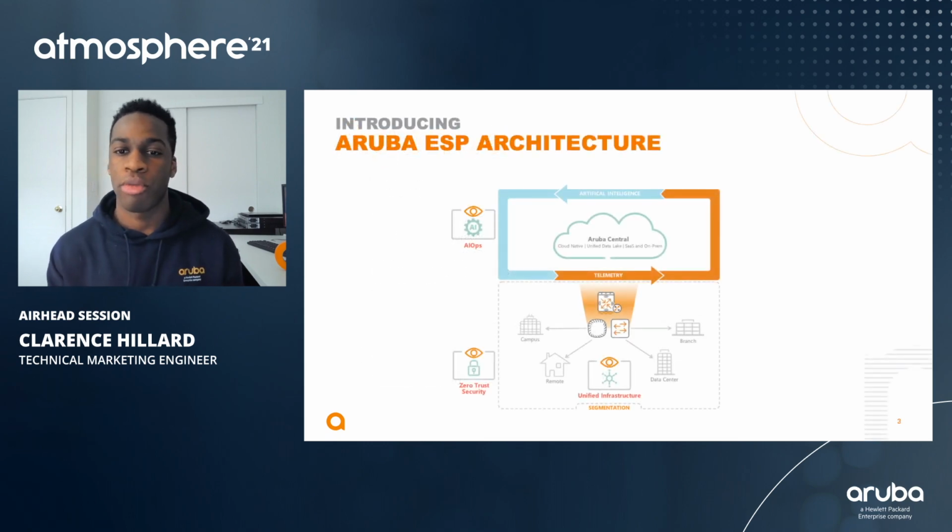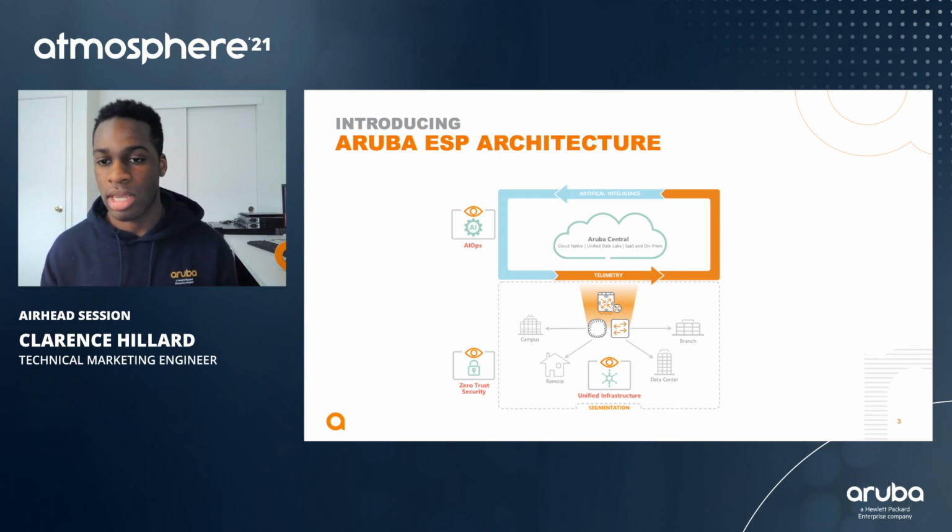So first, a brief overview of the ESP architecture. We have three silos or sections or layers that we want to speak about: unified infrastructure, zero trust security, and AI ops. The first one I want to speak about is unified infrastructure. Unified infrastructure is this idea of having the similar product set across verticals, right? So no matter if you're in the campus, the branch, remote, or data center, you're still going to consistently use AOS CX or AOS 10, et cetera, right? You're not going to have a different product set for campus, a different product set for data center, a different product set for branch. It's all the same product set, so you get basically the same user experience.